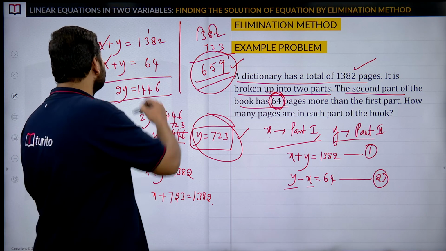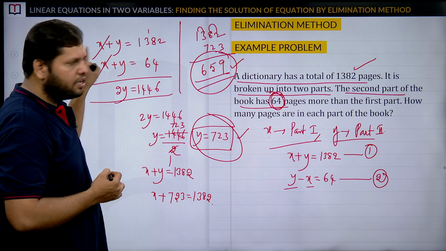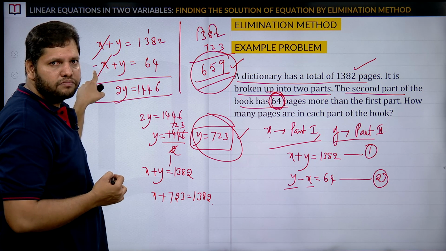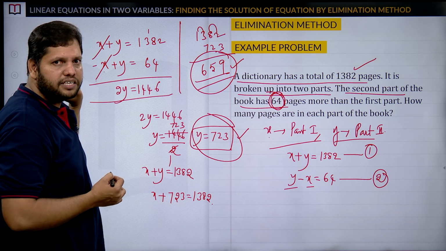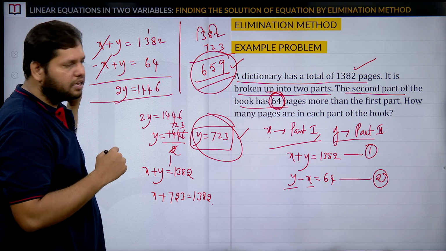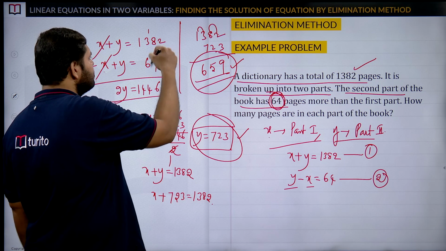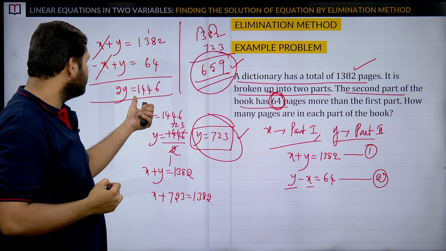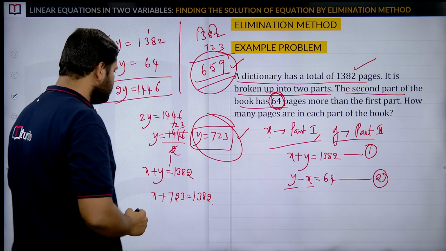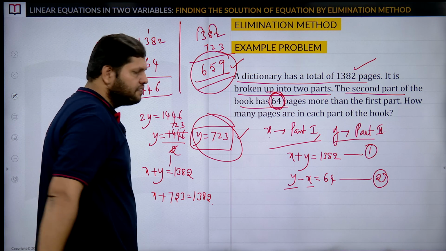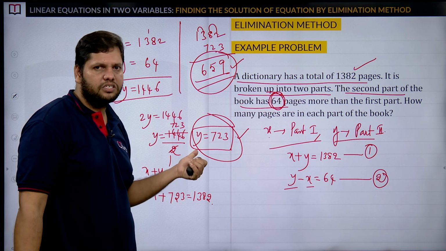Then children, just simply do addition because here, see, the coefficient of x is positive. Here coefficient of x is negative. I am doing addition. So what happened? Here plus x and minus x both get cancelled. Why? Because they have opposite sign. So x cancels, y plus y is 2y. Then it is addition. So if I do addition, I got 1446. After doing the calculation, I got 723 as the value of the second part.